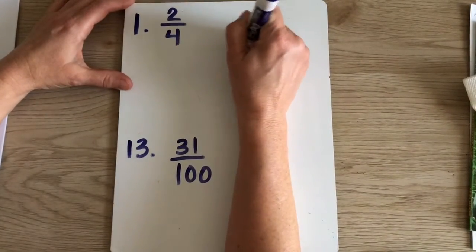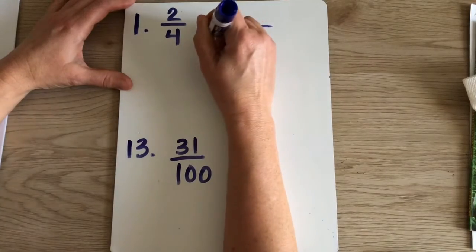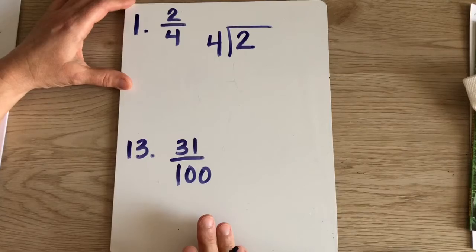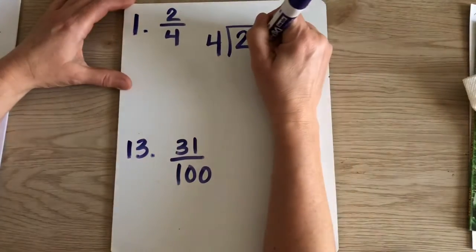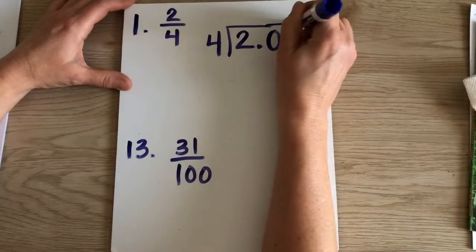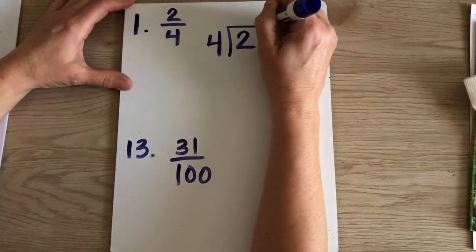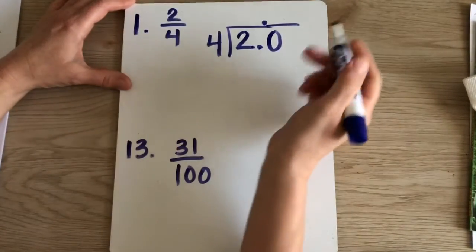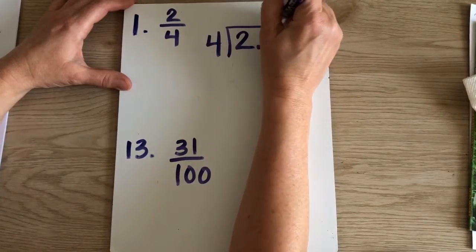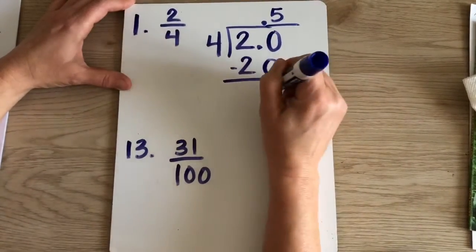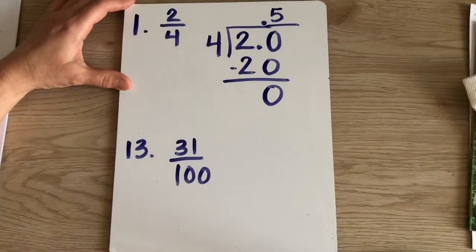So we want 2, and then we're going to divide it by 4. In order to do that, if you remember, we put a decimal point and a 0. Then we put the decimal point up top so we don't forget, and we just divide like normal. So 4 divides into 25 times. 5 times 4 is 20. And then we're finished, 5/10.